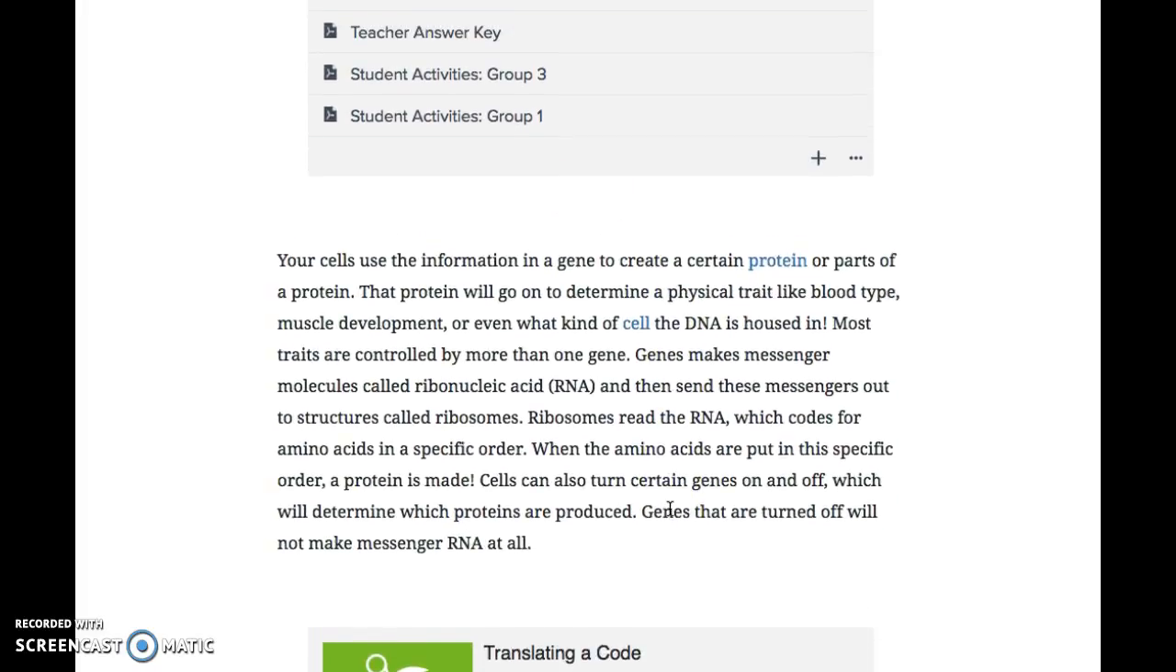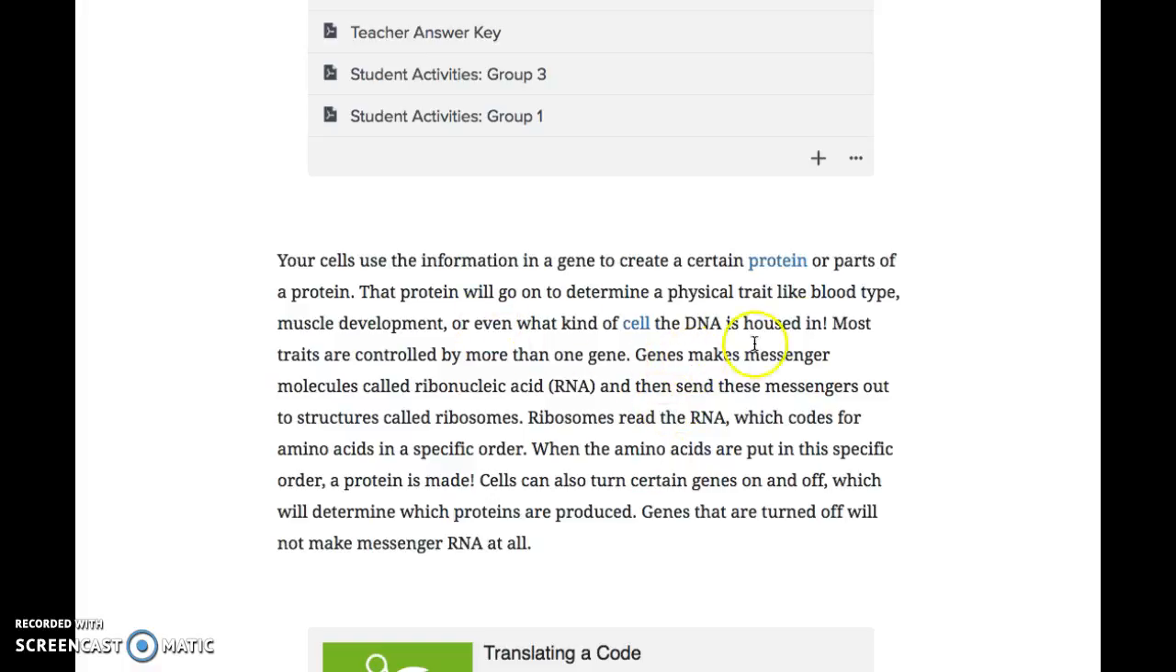Right? So, how is this expressed? We talked about this before. Your cells use the information in your genes to create proteins, or parts of proteins. That protein goes on to determine if a physical trait happens. Attached ears, eye color, muscle development, right? Even what kind of cell your DNA is in, right? It can turn into a muscle cell, bone cell, those things we saw when we cut open the frog.